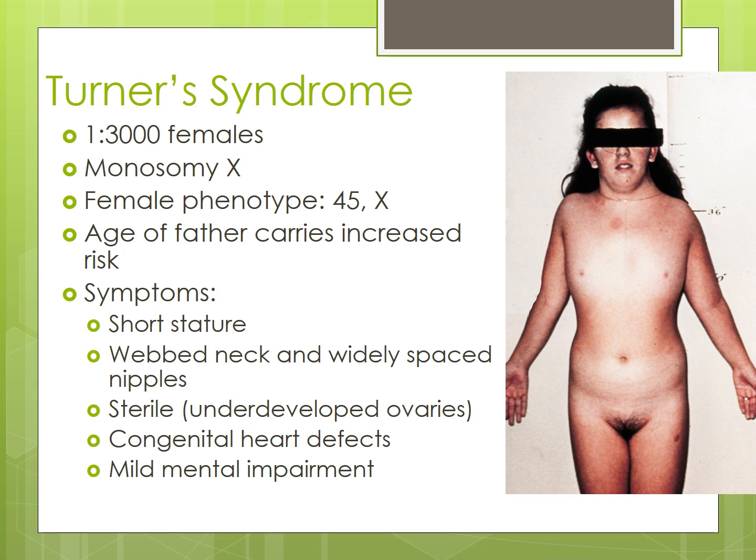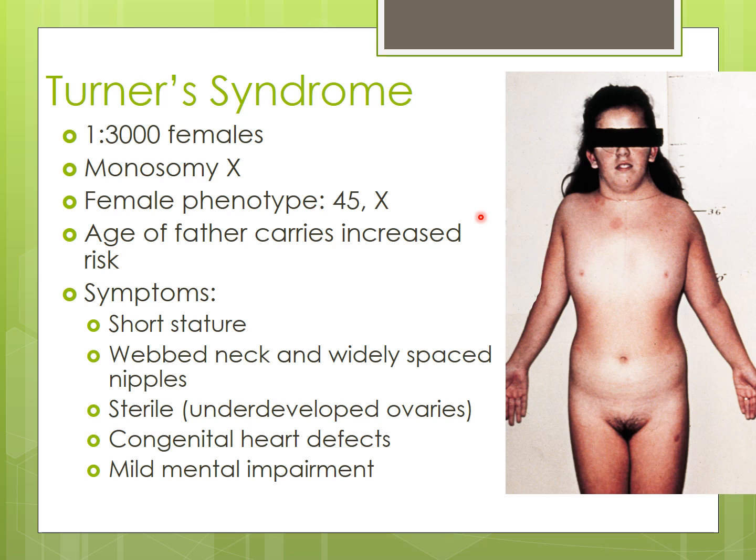Turner syndrome is our next example, and that is affecting 1 in 3,000 females. So this is our one example of a monosomic condition in which there is only one X chromosome. So these individuals do not have the second X, and they do not have a Y chromosome. So they will have a female phenotype. They only have 45 chromosomes, and there would be that one X chromosome. They don't have the extra X or the Y.